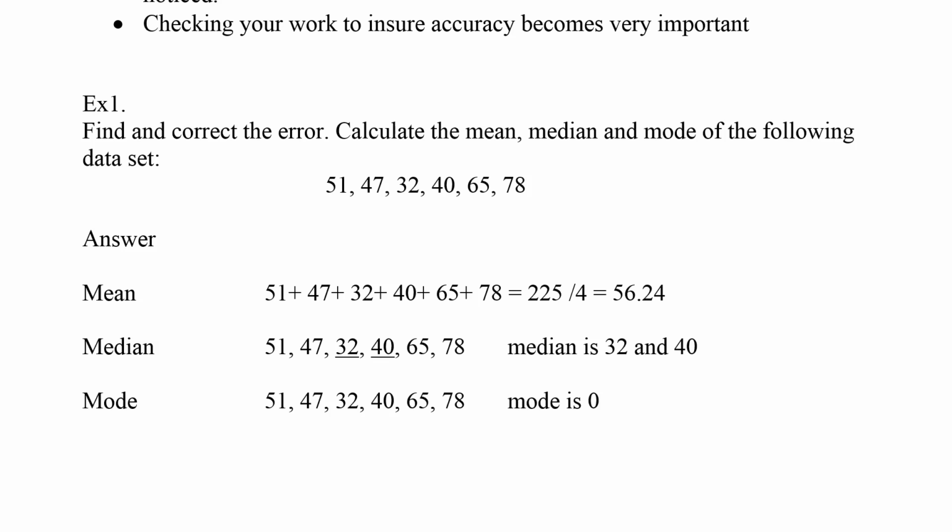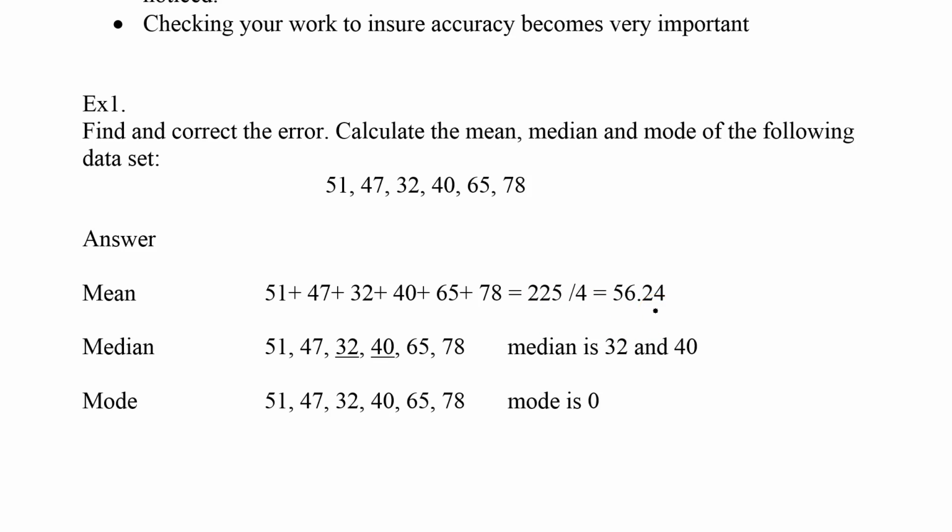So we look at the mean. Now, in this question, it doesn't tell us how many errors were made. So just because we find one, we do have to continue. There may be more than one error. So let's look at the mean. We're taking 51, 47, 32, 40, 65, and 78. We're going to add them up to get 225 and divide by 4 to get 56.24.